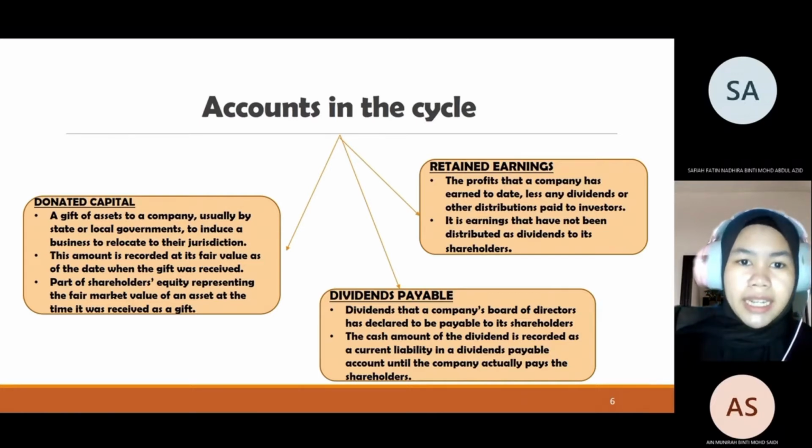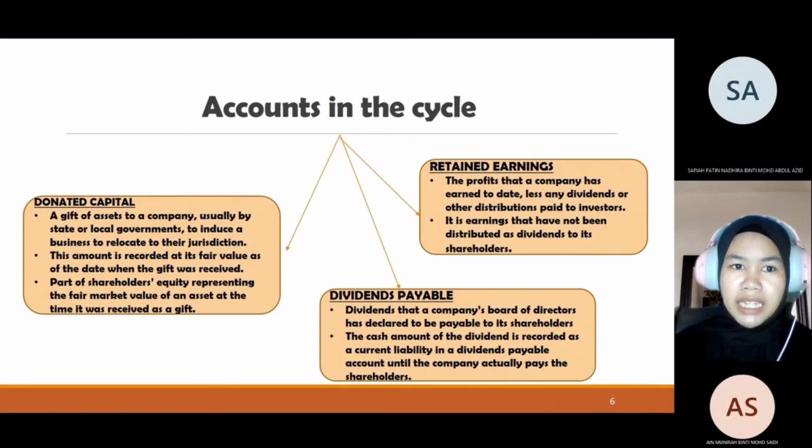For retained earning, it is the profit that a company has earned to date, less any dividend or other distribution paid to its investors. Retained earning is the corporation's past earning that has not been distributed as dividend to its shareholders. Understanding our company's retained earning is important because it enables us to understand how much money is available for activity like expansion or asset acquisition. If the company has retained positive earning, that means it has a surplus of income and can reinvest in itself. Negative retained earning means that the company has amassed a deficit and owes more money in debt than the business has earned.